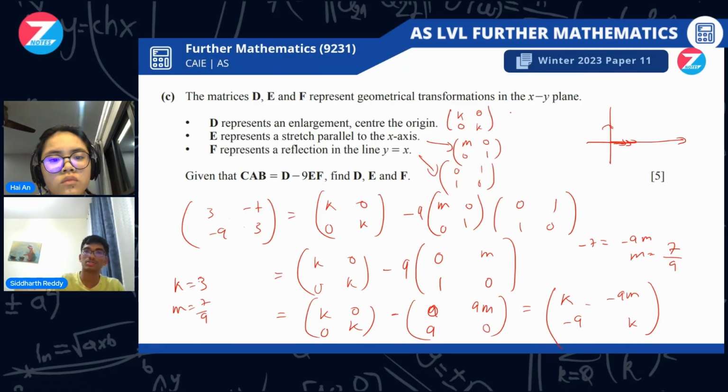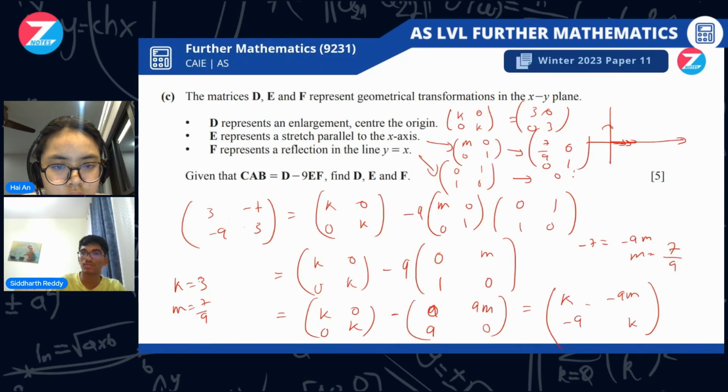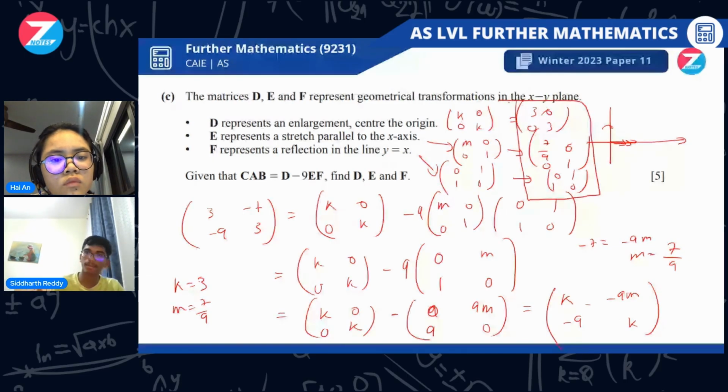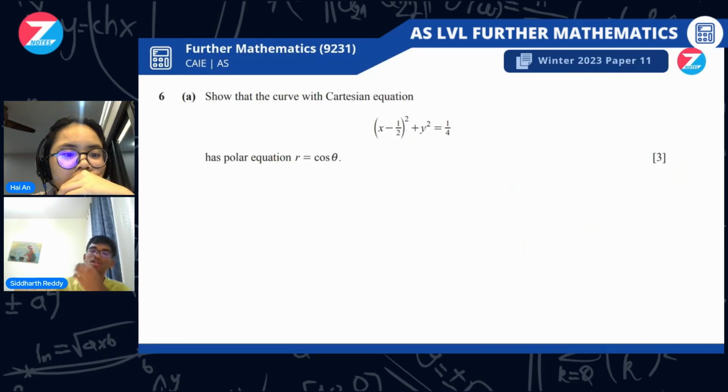So using this, just substitute it back into all of this. So we got 3, 0, 0, 3. Okay, m, 0 is going to be 7 by 9, 0, 0, 1, and this stays as it is, 0, 1, 1, 0. So these are the answers. Find D, E, F. Do we have to find? Okay, so let's move to the next question.